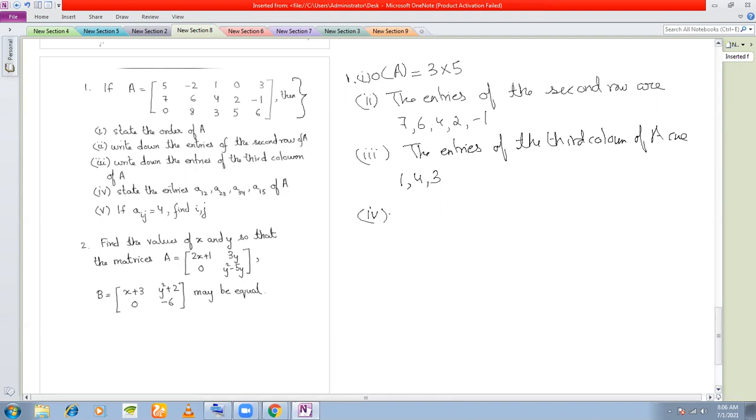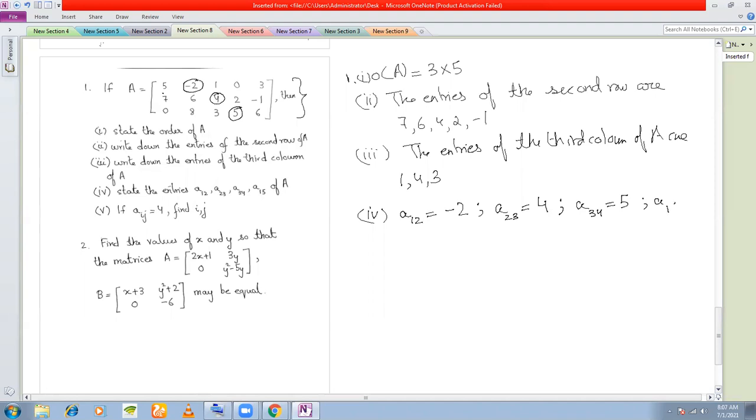Next, state the entries A12. So A12 means element of the first row, second column. Okay, so first row, second column element here is -2. A23, second row, third column, 4, right? Next, A34, third row, fourth column. Third row, fourth column is 5.